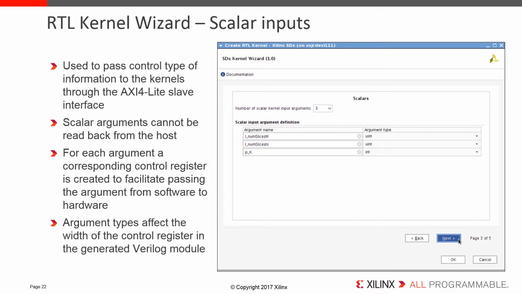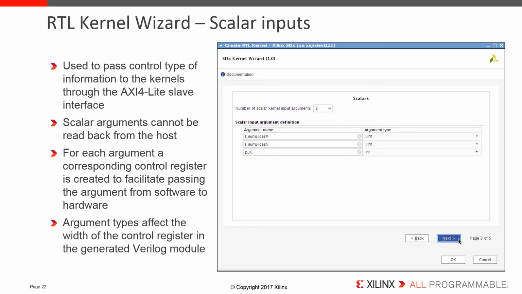Now we'll specify the scalar inputs to the RTL kernel. Start by specifying the number of scalar input arguments that need to be passed to the kernel. For each of the number specified, a table row is generated that allows customization of the argument name and argument type. Then provide the name of each of the scalar inputs.